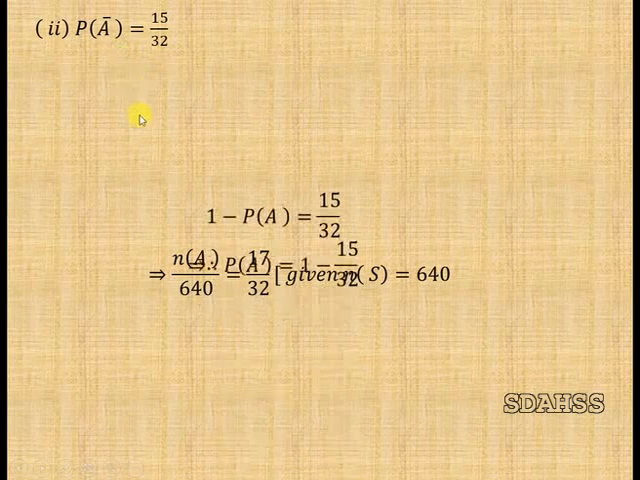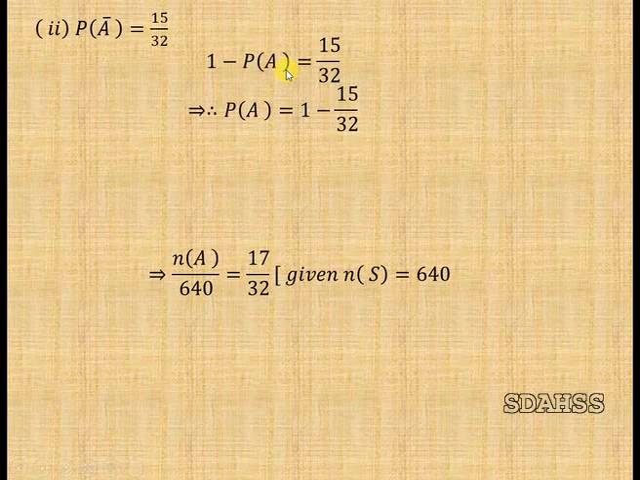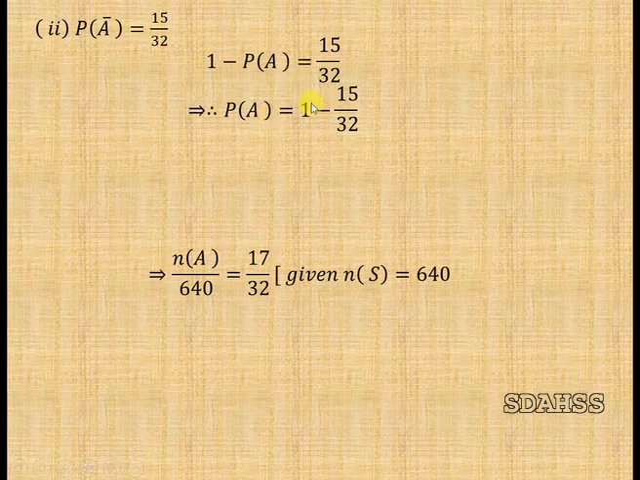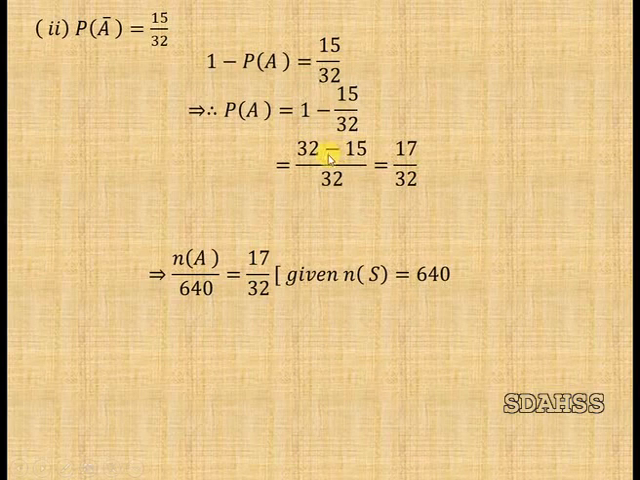P of A bar can be written as 1 minus P of A is equal to 15 by 32. So this can be written as P of A is equal to 1 minus 15 by 32. Take the LCM, the LCM is 32. 32 minus 15 is 17. So P of A is 17 by 32.